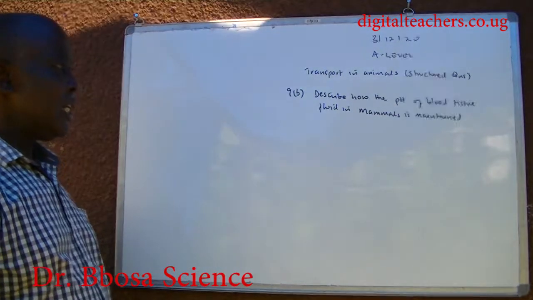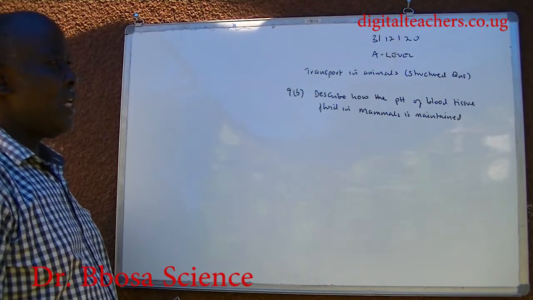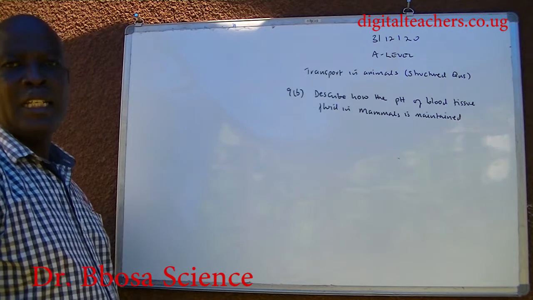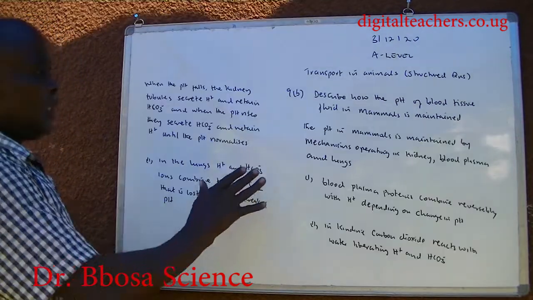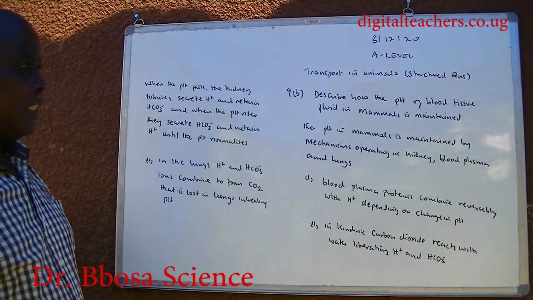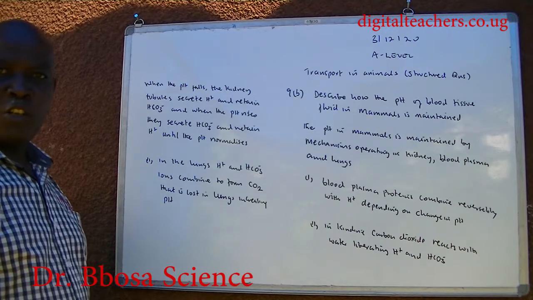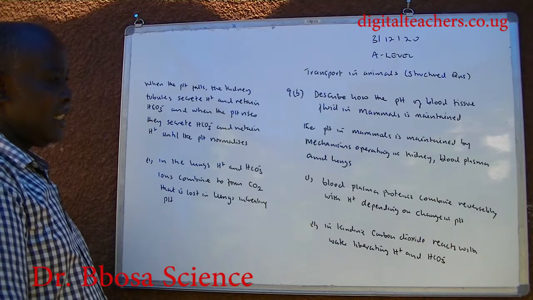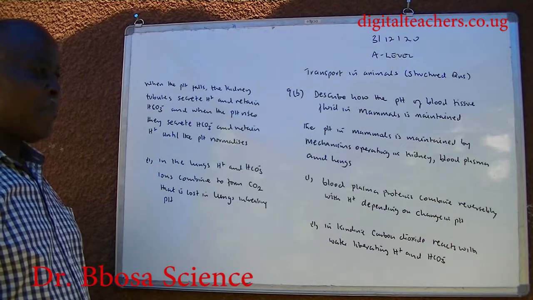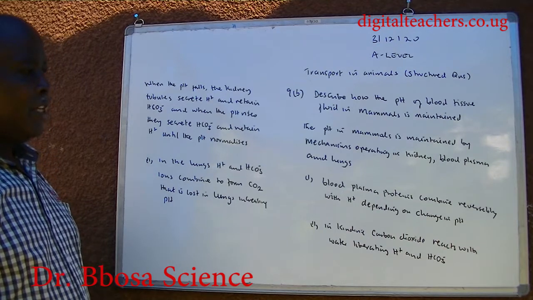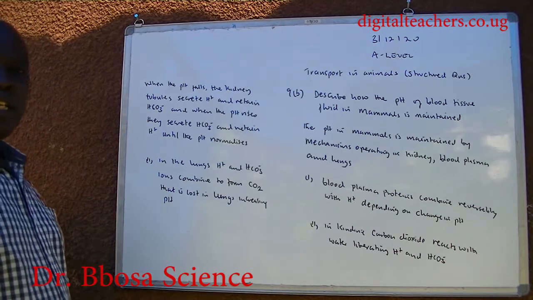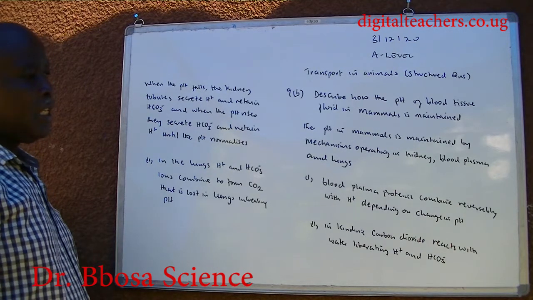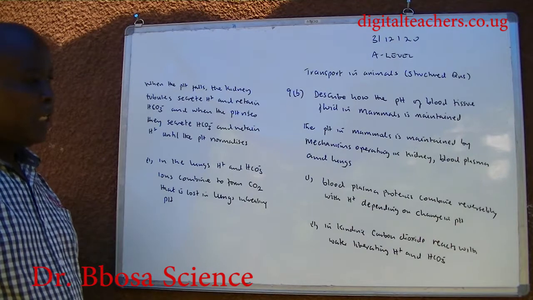Number 9b, describe how the pH of blood and tissue fluids in mammals is maintained. The pH in mammals is maintained by mechanisms operating in the kidney, blood plasma, and lungs. 1. Blood plasma proteins combine reversibly with hydrogen ions depending on change in pH, thereby buffering pH.